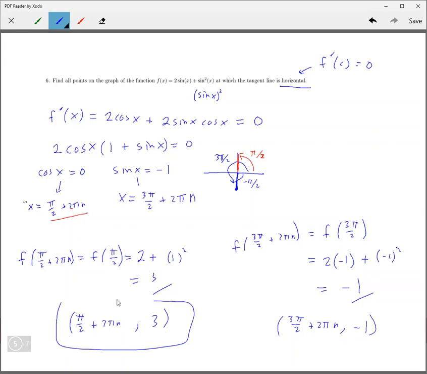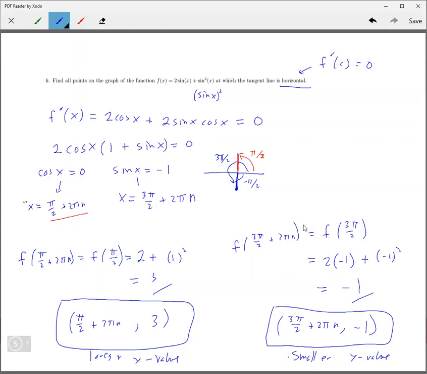Okay, so these are going to be the two answers. But this one right here actually goes first. It's the smaller y value, because it's -1, which is smaller than 3. And this is the larger y value. So just put it in like that, and that should work.